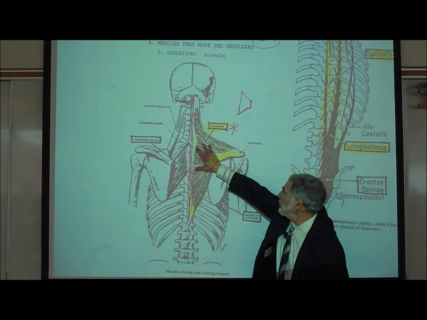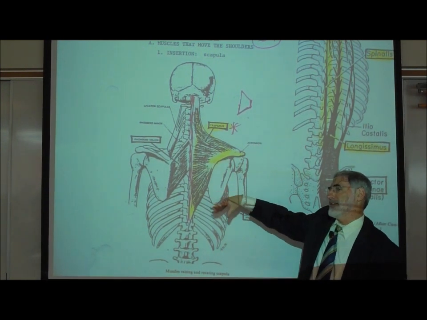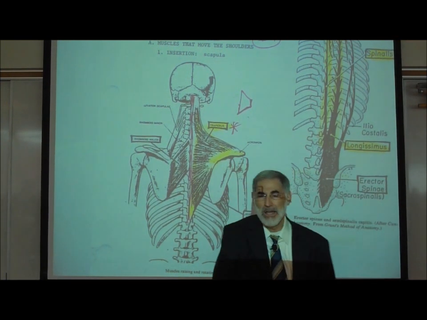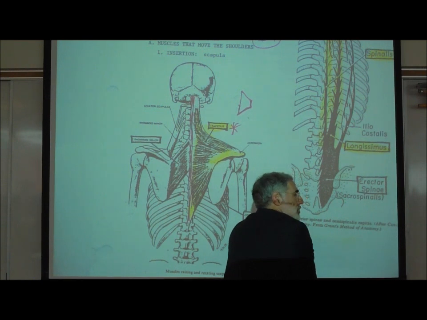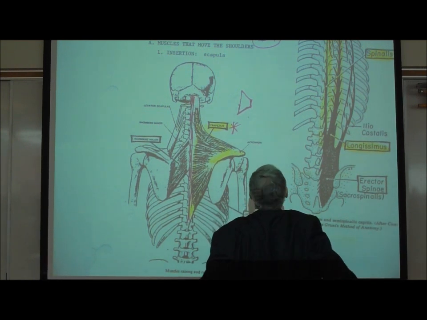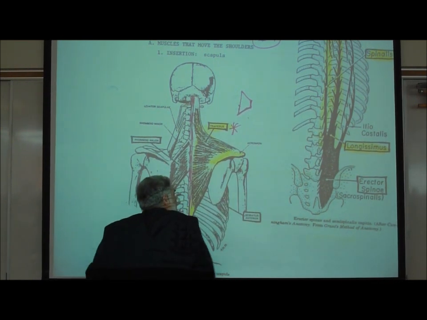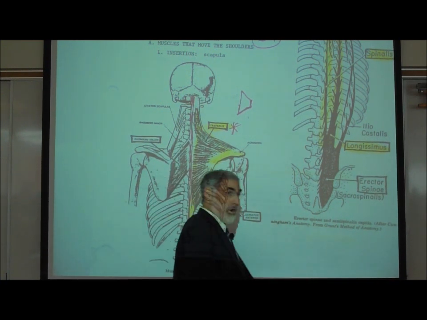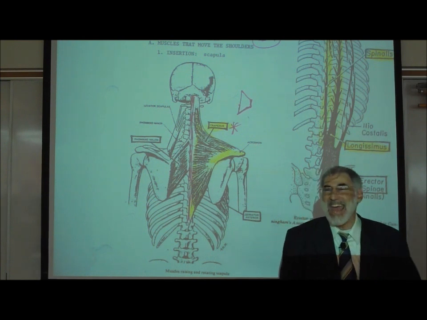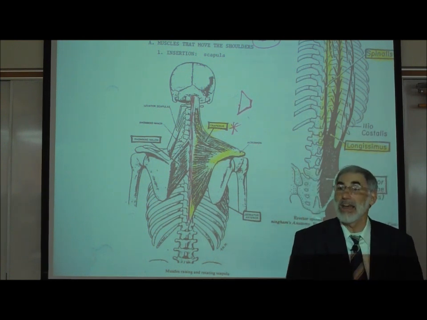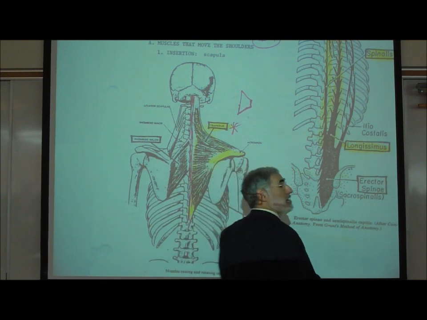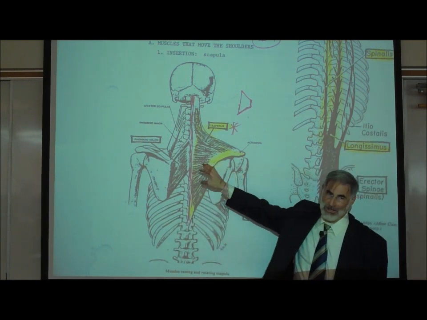Now, the middle part, called the acromiotrapezius, because it technically inserts on the acromion process of the scapula, when it contracts, it pulls your shoulders towards the midline. It brings your shoulders together on the back side. This is called adducting, or retracting your shoulders. Adduction means adding them together, bringing them together. So when you pull your shoulders together, you're using the middle part of the trapezius.